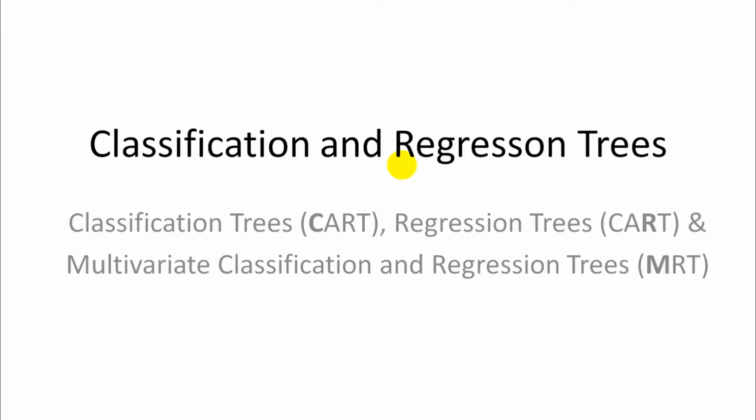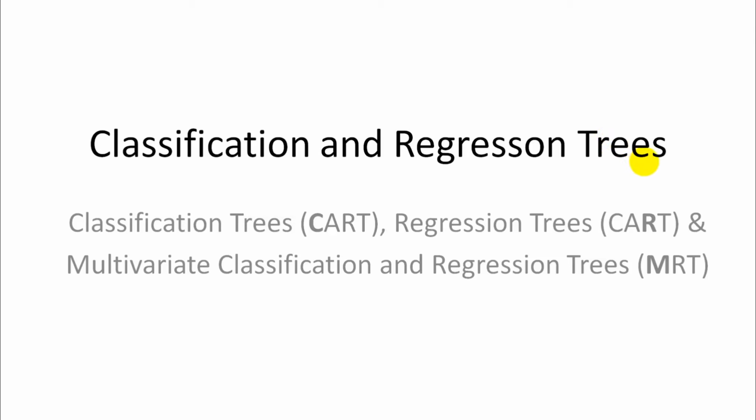This video covers classification and regression trees, and these are techniques that you can use both for gradient analysis, so if you want to establish associations between predictor and response variables, or you can also use them for predictions, so similar to a regression problem.